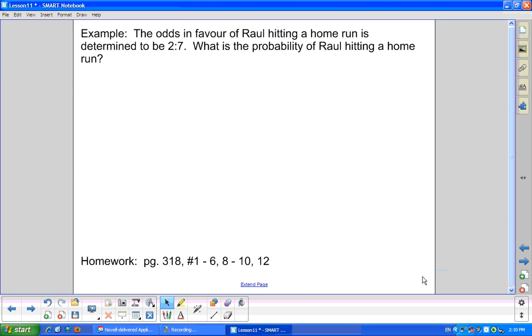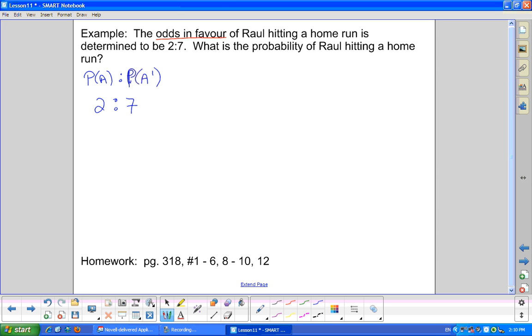So the final example: the odds in favor of Raul hitting a home run is determined to be 2 to 7. Before I go any further, I just want to clarify what that means. I see the words odds in favor, so that tells me that the odds will be given to me in the form of P(A) to P(A prime). They have told us that it's 2 to 7, so that's in favor of hitting a home run. What is the probability that Raul will hit a home run?